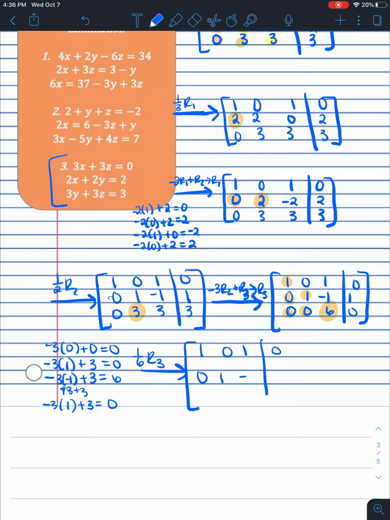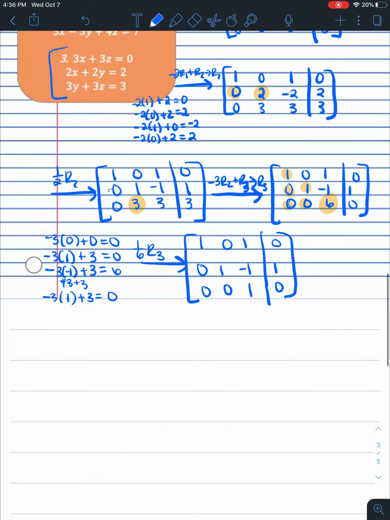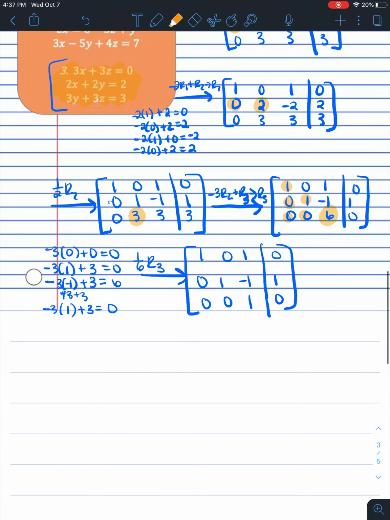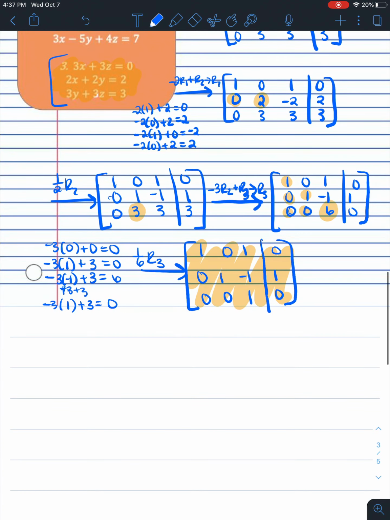So I have 1, 0, 1, 0, 0, 1, -1, 1, 0, 1/6 times 0, 0, 1/6 times 0, 0, 1/6 times 6 is 1, and 1/6 times 0 is 0. Okay, so I took my equations here and I set them up as a matrix here. I've used my row operations to get my matrix into row echelon form, which is this form.